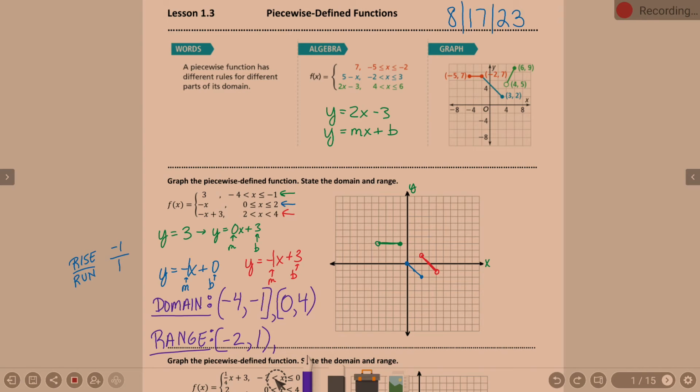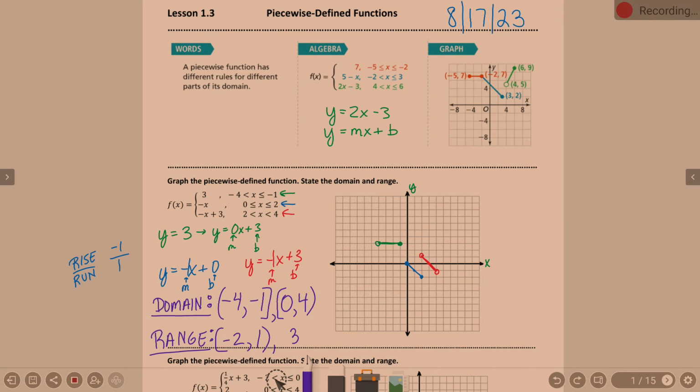And then we have this gap. What about that green line? What's the y value that it starts at? 3. What's the y value it ends at? 3. Okay, it is just a horizontal line. It is what we call a constant function. Constant function just has one y value. So we're just going to use this as a 3.